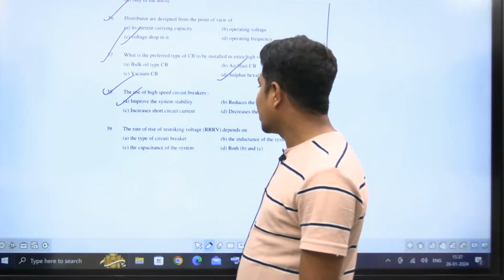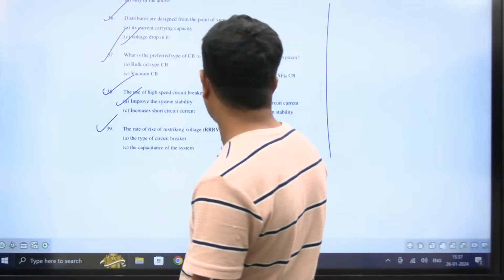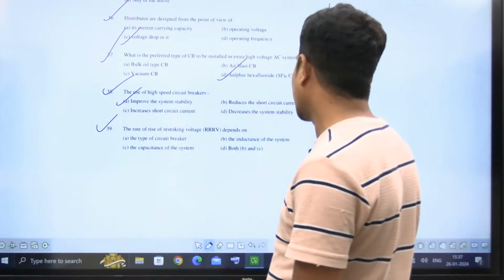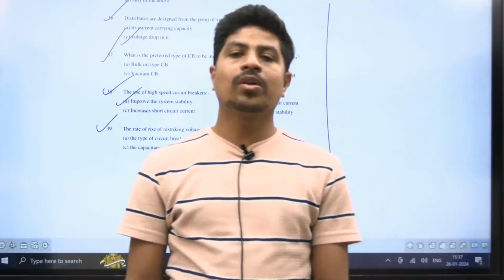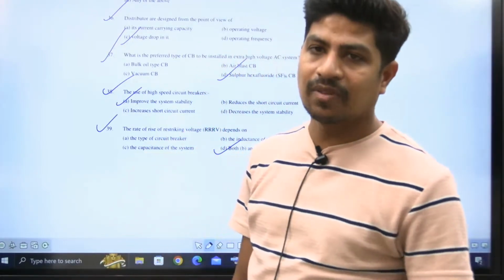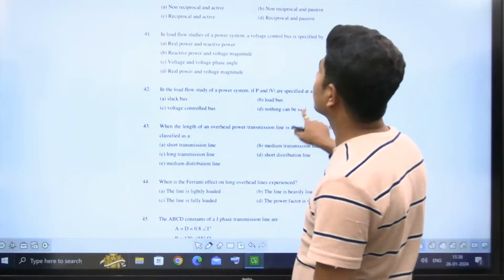Next, the rate of rise of recovery voltage will depend on the type of circuit breaker, the inductance of the system, the capacitance of the system, or both B and C. The rate of rise of recovery voltage is going to depend upon both the inductance and capacitance of the system, not on the type of the circuit breaker. Yes. Next question.